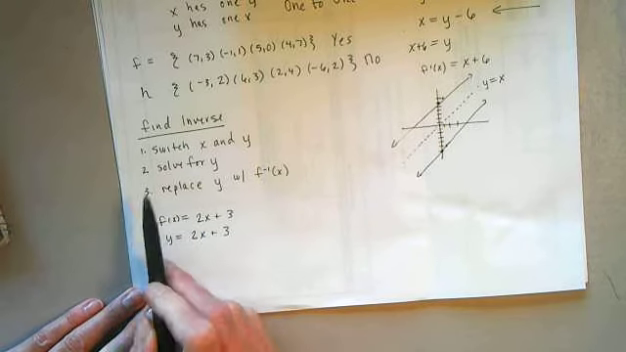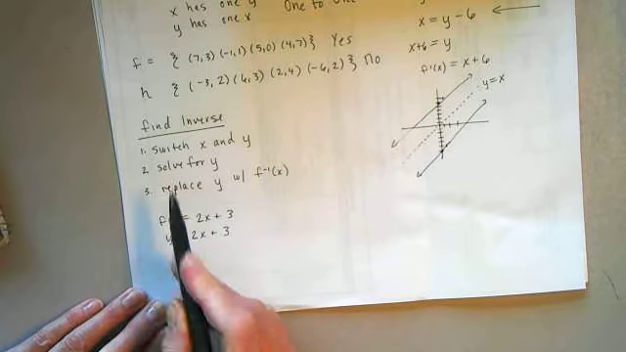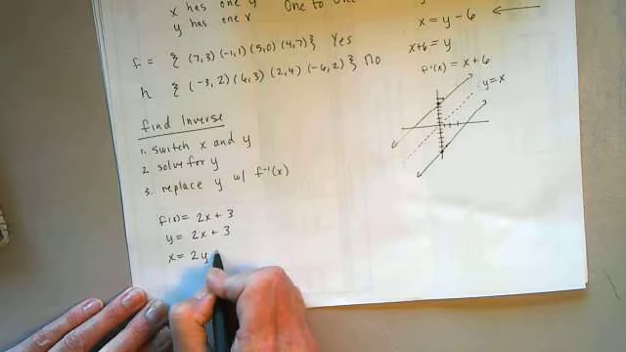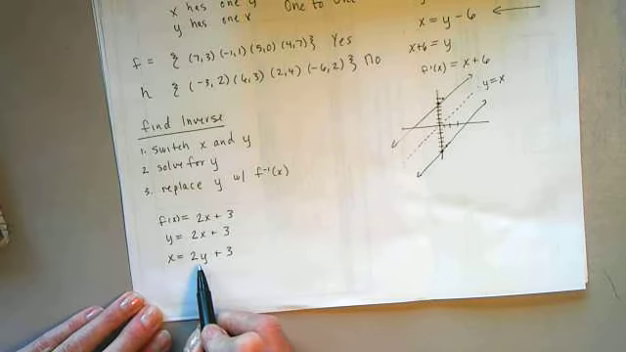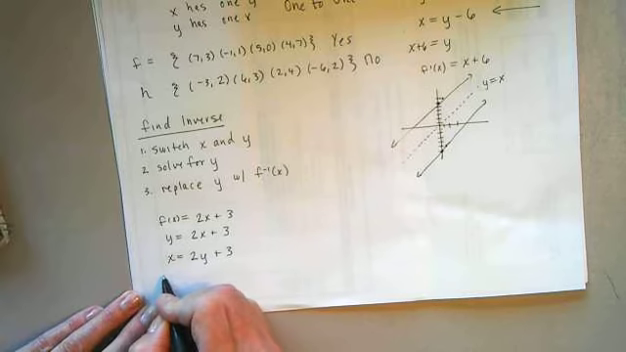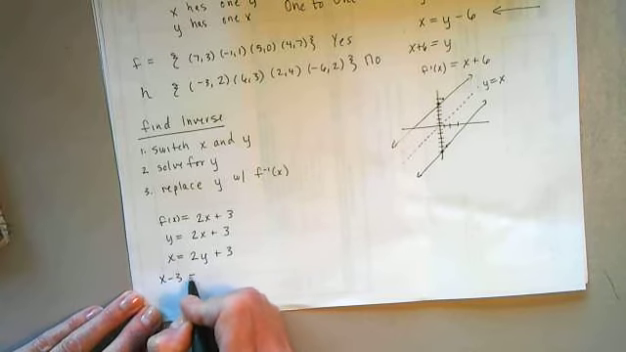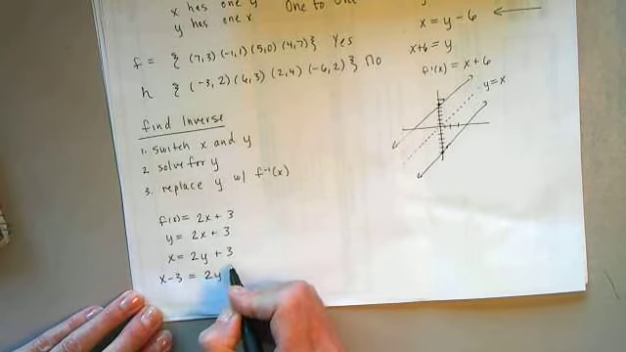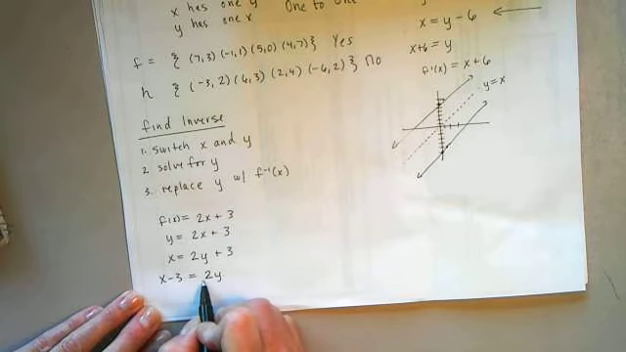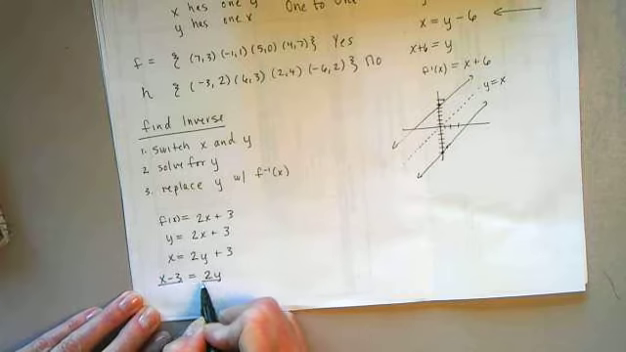Now we'll do step number 1. We'll switch x and y. So I just put x here and y here. Then we need to solve for y. So I'm going to subtract 3 from both sides. So I'm going to have x minus 3 over here. And over here, 3 minus 3 is gone. So it's gone. And then to get y alone, we have to divide both sides by 2.